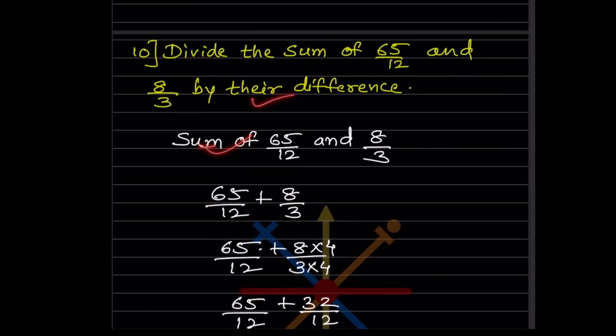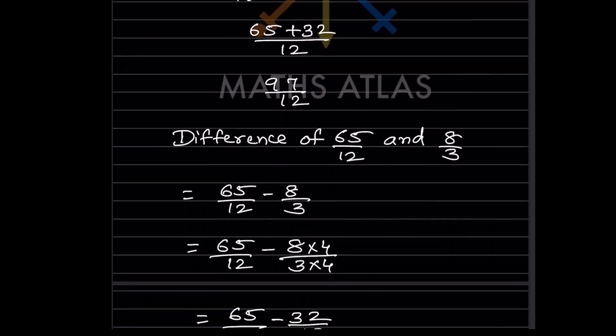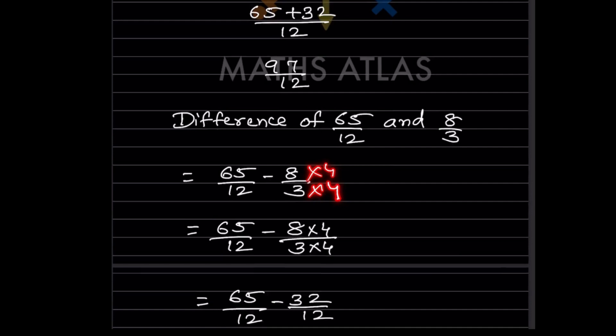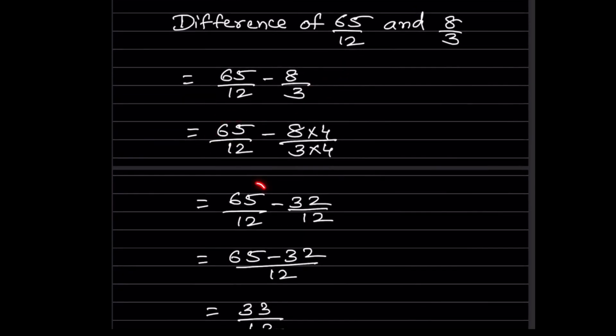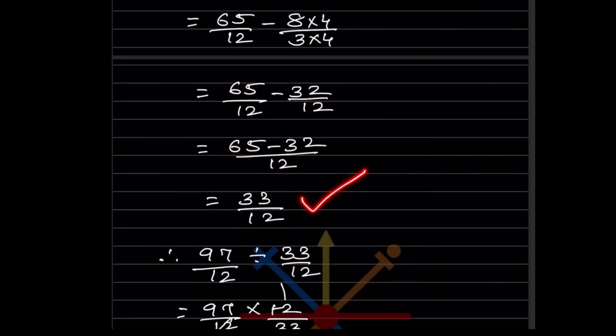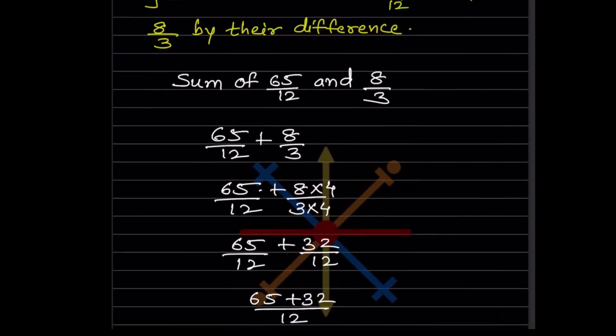Now you are going to find the difference. Difference means again you are going to consider these two numbers and subtract. So here is subtraction. Again you are going to multiply this one by 4 because the LCM is 12. 65 minus 32 by 12, so that is going to be 33 by 12. So now the difference and the sum are done.